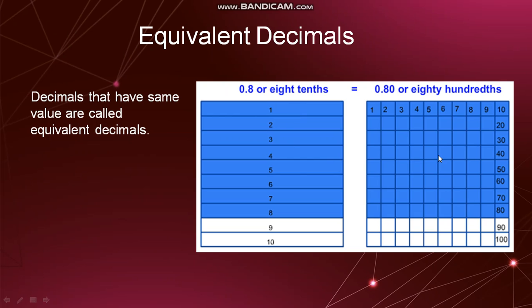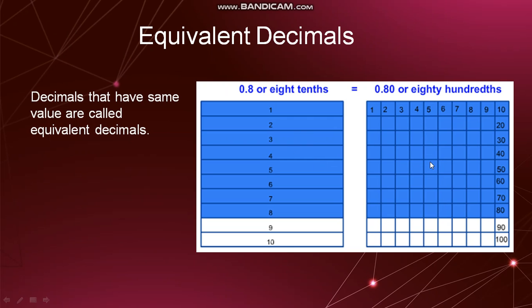So it is called an equivalent decimal. So 0.8 is also equal to 0.80. If you put a 0 after 8, the value of this number won't change. But if you put a 0 before 8, the value changes. So this and this are the same.